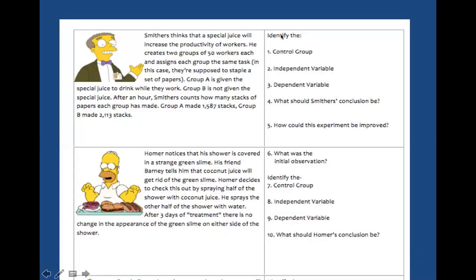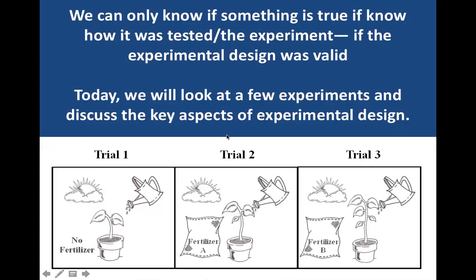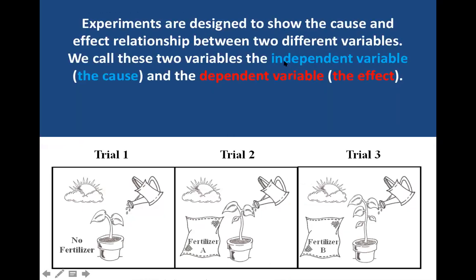Knowledge is power. Just to jog your memory, back in the beginning of the year, we talked about this. We had some Simpsons fun practice. So I'll throw that in there just for you to look at, just to remind you. So today we're going to look at a few experiments and discuss key aspects. Experiments are designed to show cause and effect, causation between two different variables. We call these two variables the independent variable, the cause, and the dependent variable, the effect.